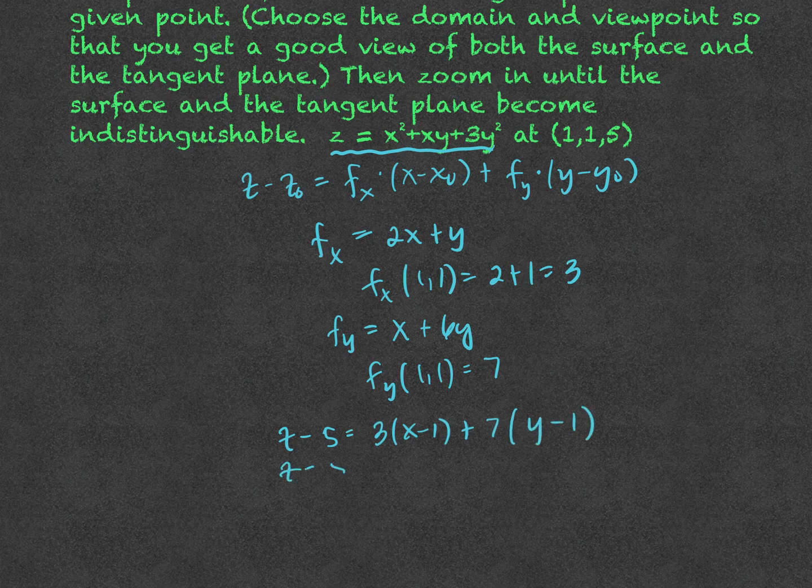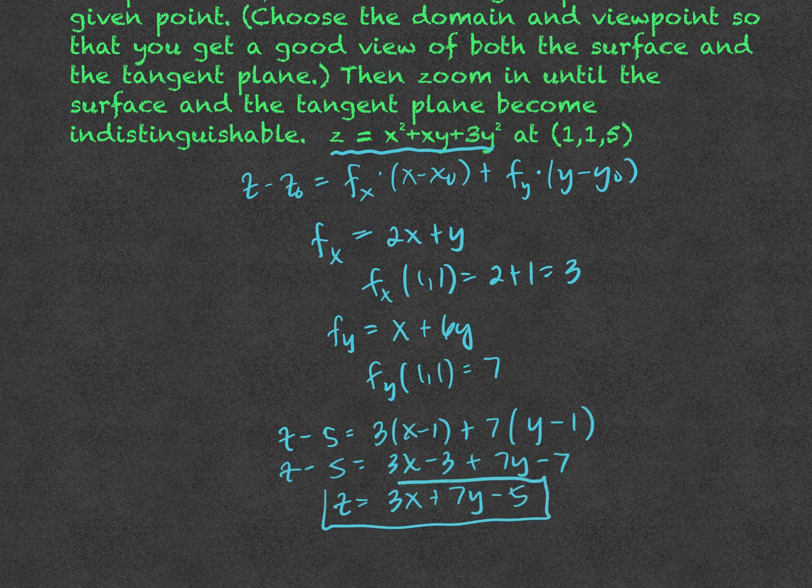So we get z minus 5 equals 3x minus 3 plus 7y minus 7. So z equals 3x plus 7y, and on this side, we have minus 10 plus 5, which makes minus 5. So this is our equation of our tangent plane, and this is our function.